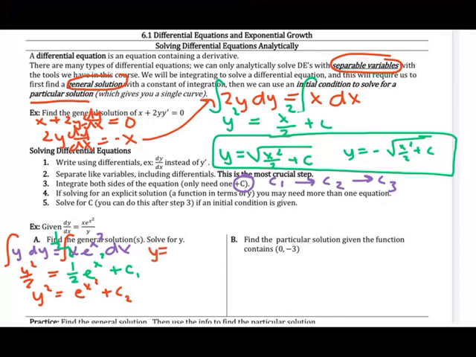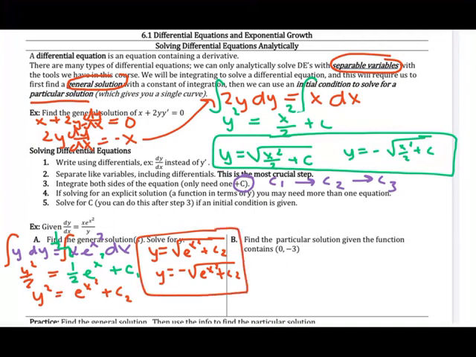And then I'm going to write this as two separate equations. y equals square root of e to the x squared plus c2, and y equals negative square root of e to the x squared plus c2. So these are our general solutions for part A.